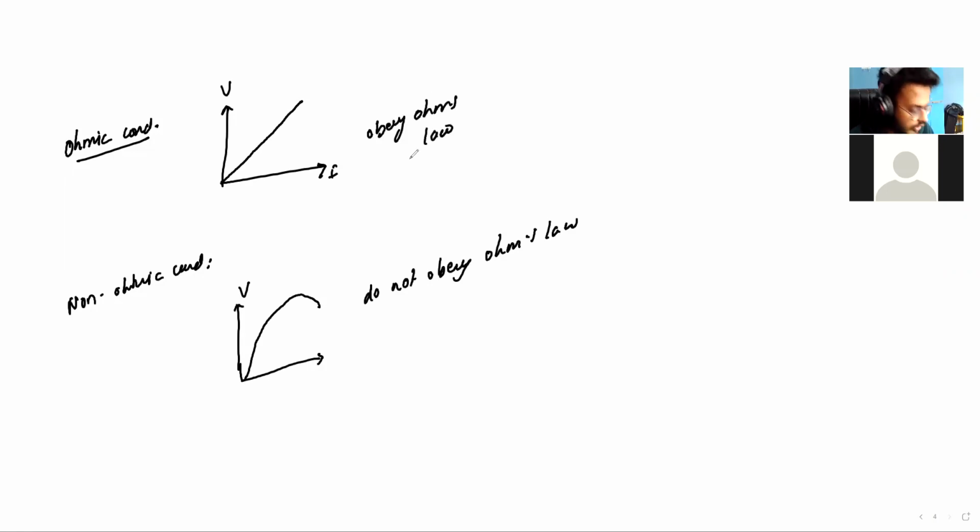Okay. So ohmic conductors and non-ohmic conductors are there. Ohmic conductors are the ones that obey Ohm's law, and non-ohmic conductors are the ones that do not obey Ohm's law. So you have to remember this. And next thing is factors affecting resistance. I'll share you all the slides. You can revise it once.